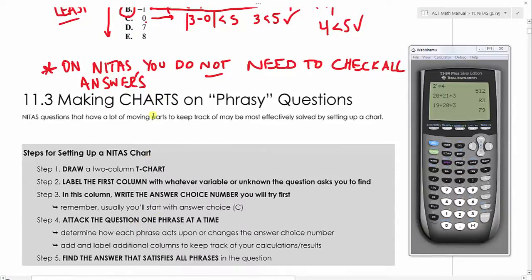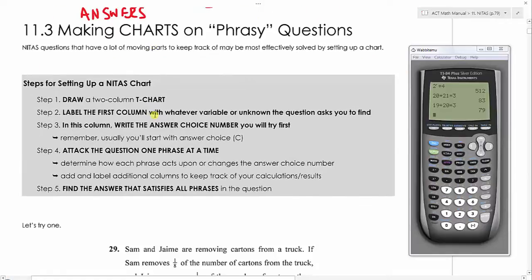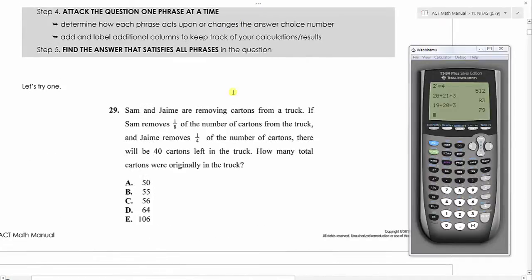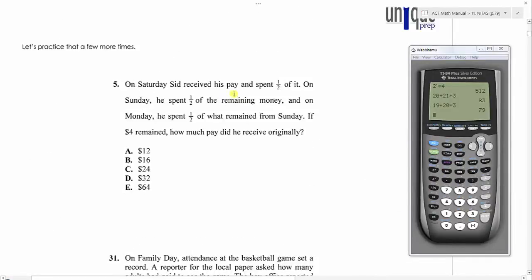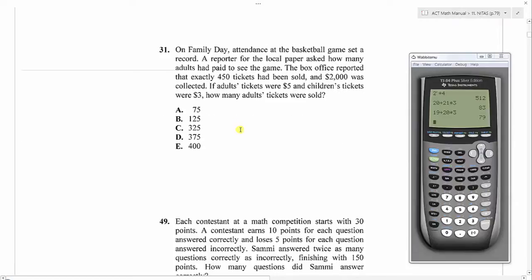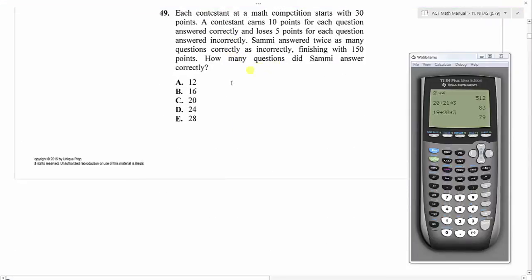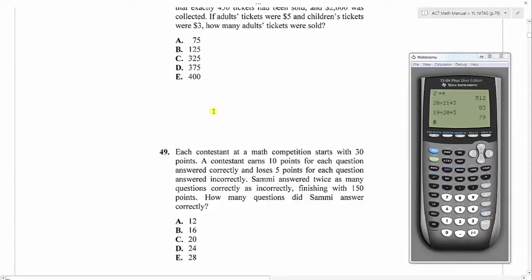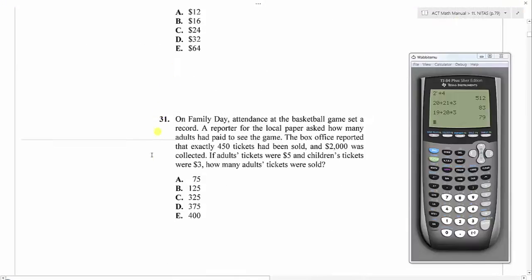Now, charts. We've just seen an example or two of where I used a chart to sort of keep track of my work. And on very phrasey NITAS questions that look like these on page 80, page 81, so NITAS questions that are basically paragraph form, NITAS questions that have a lot of the phrase markers that we talked about in the keys, so commas and periods and the word and.